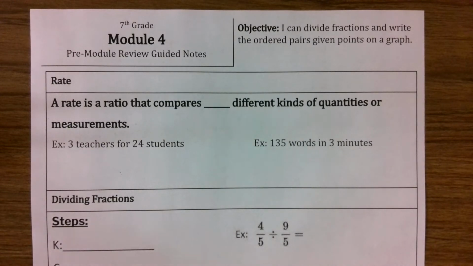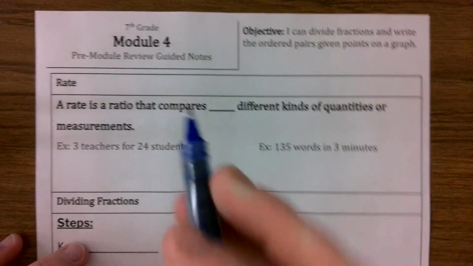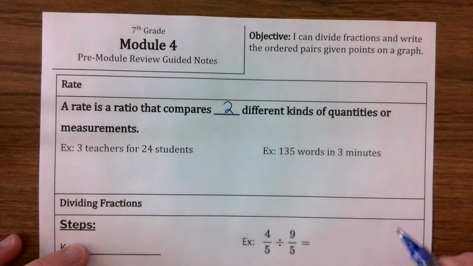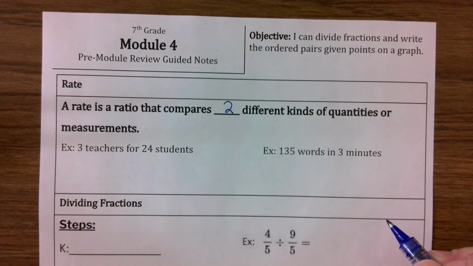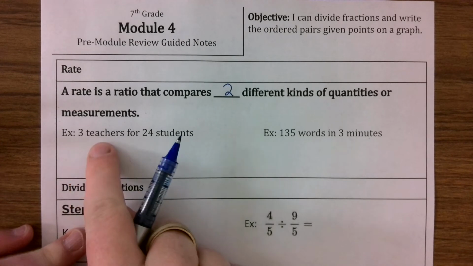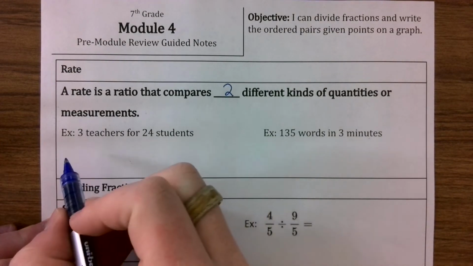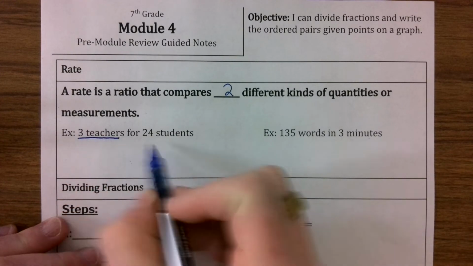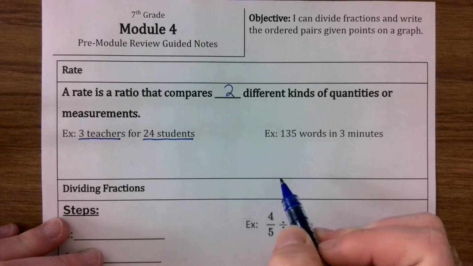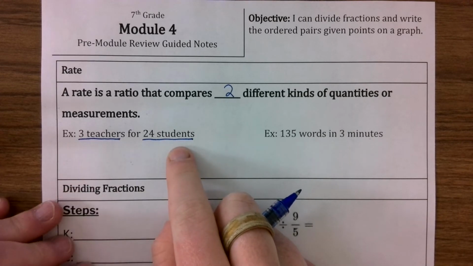Before we do that, I want to talk about rates really quickly. So a rate is a ratio that compares two different kinds of quantities or measurements, and the key is that they have different units as well. So for example, we have 3 teachers for 24 students. We are comparing teachers to students, because they're different things, right? Different units, teachers versus students.